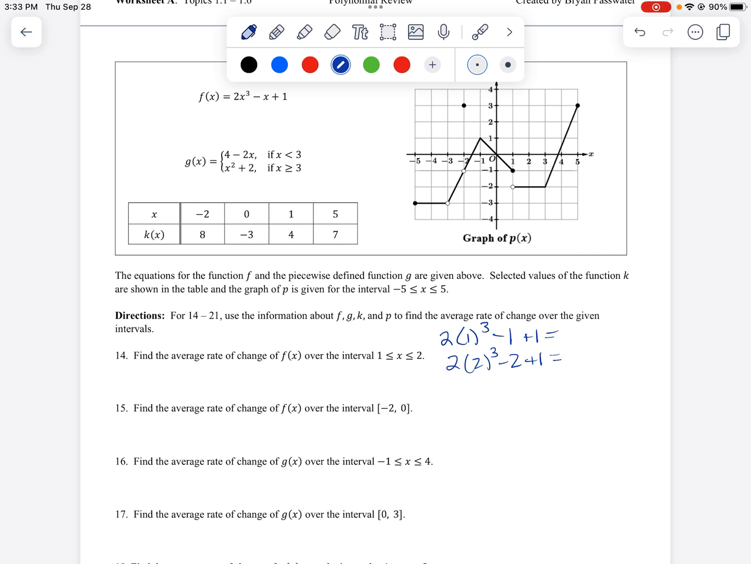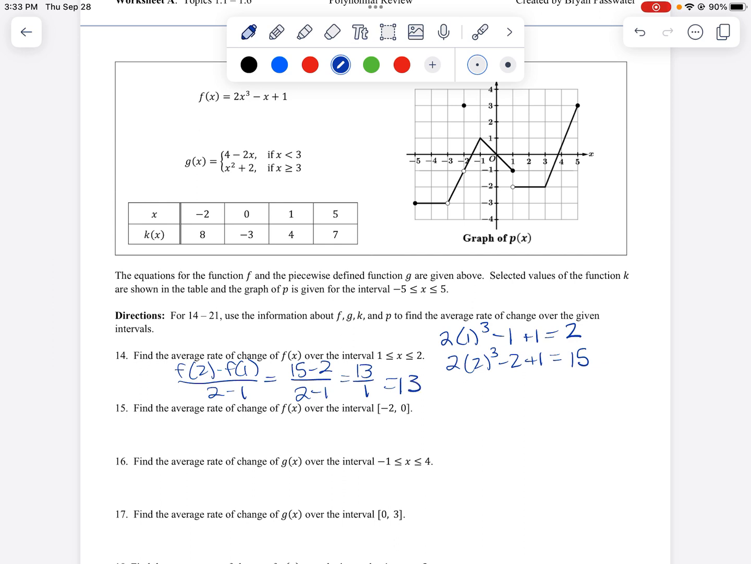So that's 0. No, that's 2. 2 minus 1 plus 1 is 2. 4, 8, no, 2 cubed, 8, 16. So that's 15. So again, we have f of 2 minus f of 1 over 2 minus 1. So that would be 15 minus 2 over 2 minus 1. So 13 over 1 is 13.